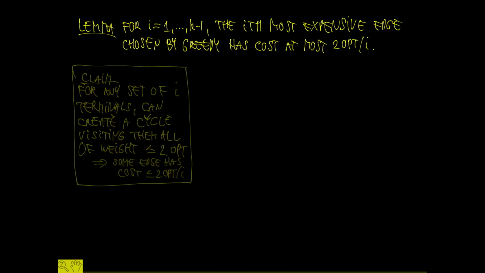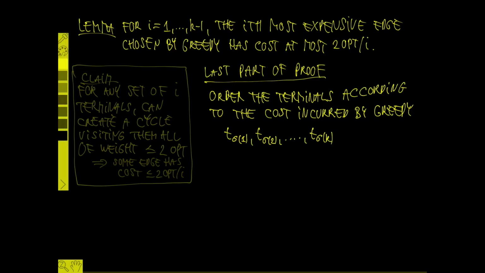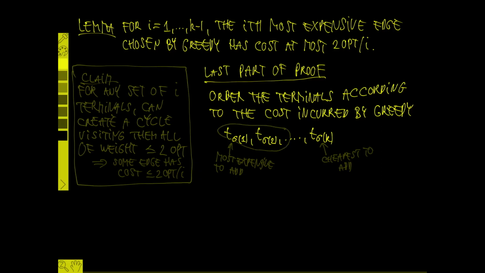So finally, let's use this to give the last part of the proof. Let's order the terminals according to the cost incurred by greedy, such that the most expensive terminal comes first and the cheapest terminal comes last. So sigma is the permutation that orders them in this way. And now we're going to look at the first set of the i most expensive. This is called Ci. And we are going to look at the cycle containing these.